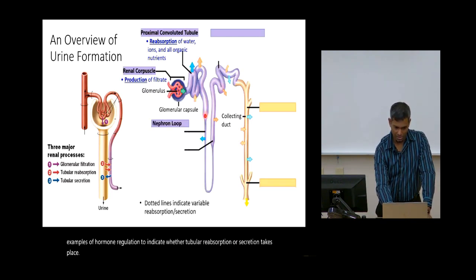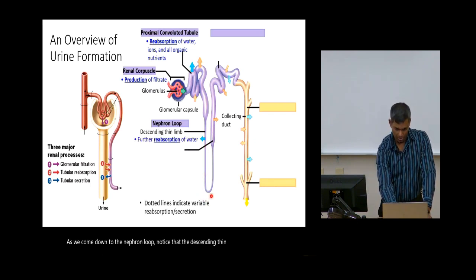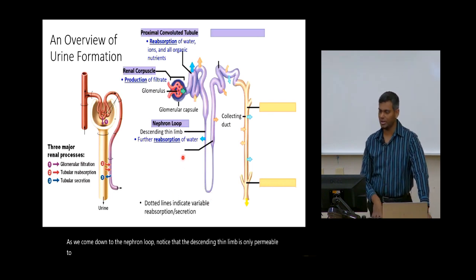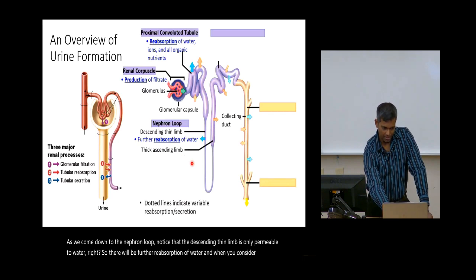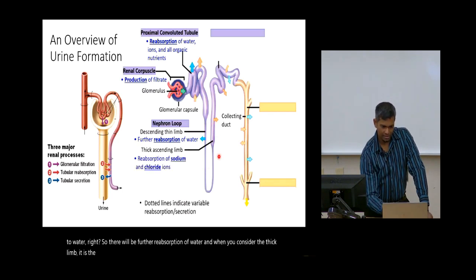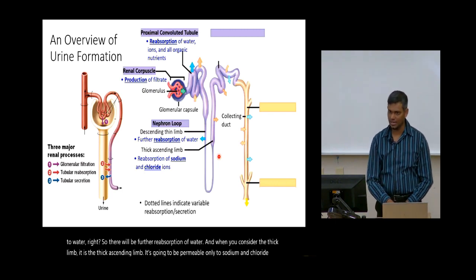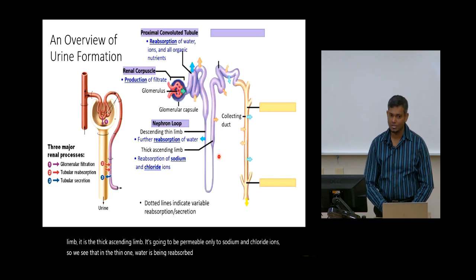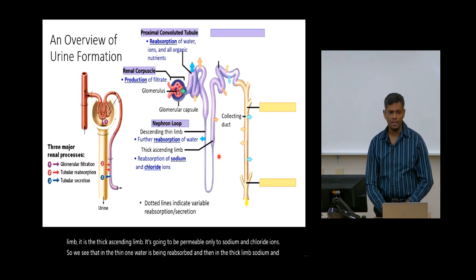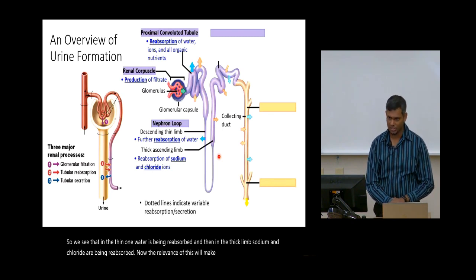As we come down to the nephron loop, notice that the descending thin limb is only permeable to water, right? So there will be further reabsorption of water, and when you consider the thick ascending limb, it's going to be permeable only to sodium and chloride ions. So we see that in the thin limb water is being reabsorbed, and then in the thick limb sodium and chloride are being reabsorbed. Now the relevance of this will make sense in tomorrow's lecture, right?